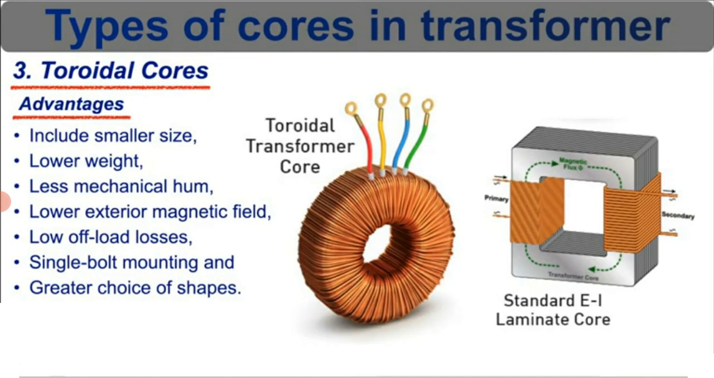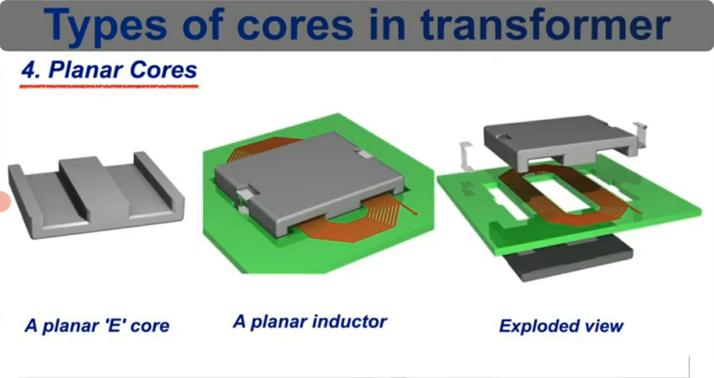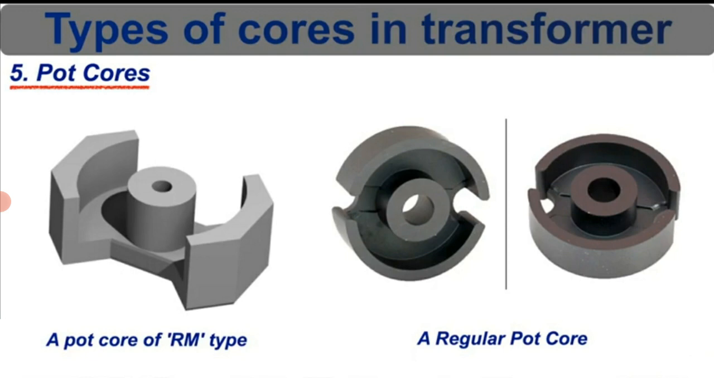Third, toroidal cores. Advantages of the toroidal core include smaller size, lower weight, less mechanical hum, lower exterior magnetic field, low off-load losses, single bolt mounting, and greater choice of shapes. Fourth, planar cores. Fifth, pot cores.